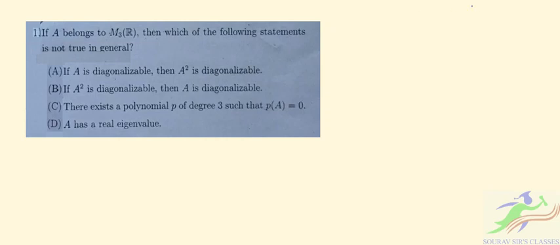So this is a question from ISI M.Math paper 2022. This is the MCQ part for PMA in the code. If A belongs to M3(R), then which of the following statements is not true in general? There are four options. Notice that you have been asked to find which one is not true.